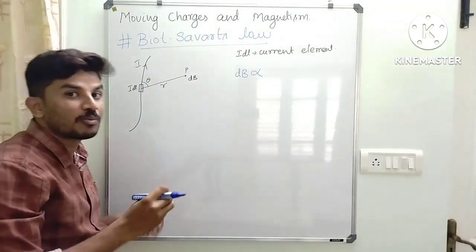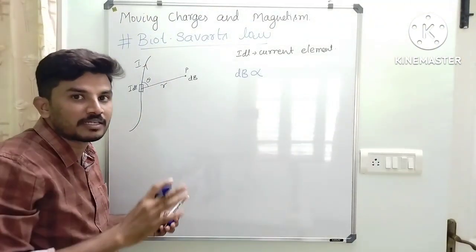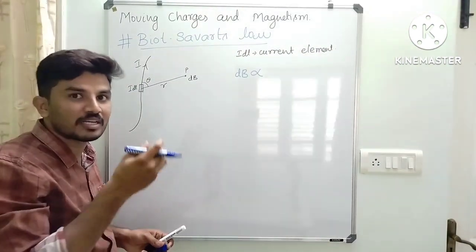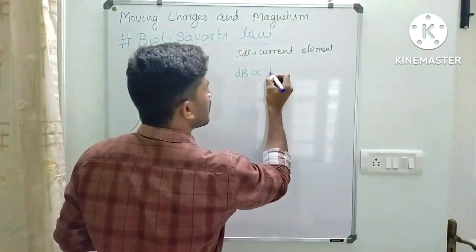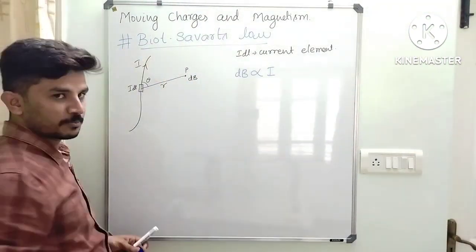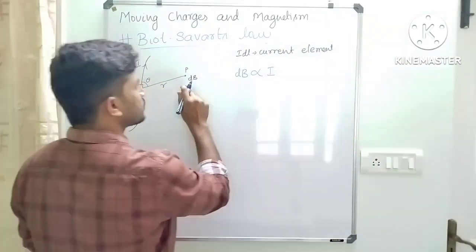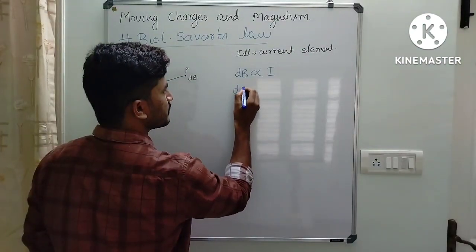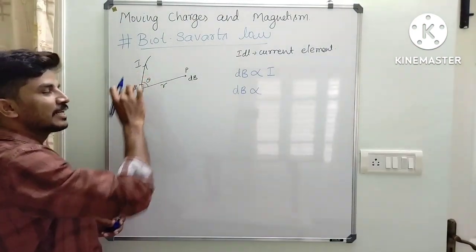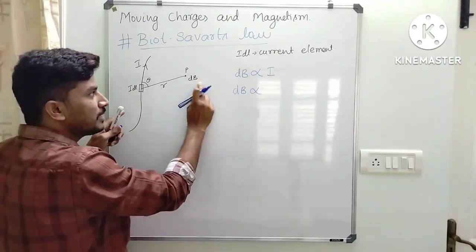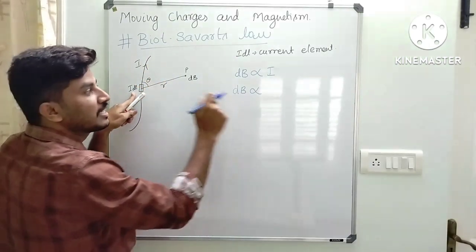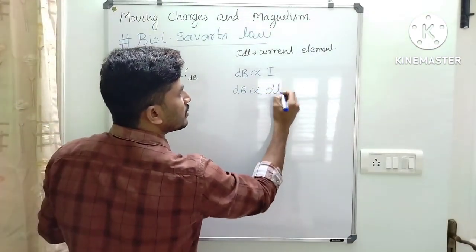Now, according to Biot-Savart's law, the magnetic field produced here will be directly proportional to the magnitude of current flowing through it. How much current is flowing through the current element? Is it 1 ampere, 2 ampere, 3 ampere? So it depends on I. Second thing, according to Biot-Savart's law, the magnetic field produced at this particular point P is directly proportional to the length of the current element, because here we are finding dB because of dl. If the small length element increases or decreases, dB varies, so it depends on that also.